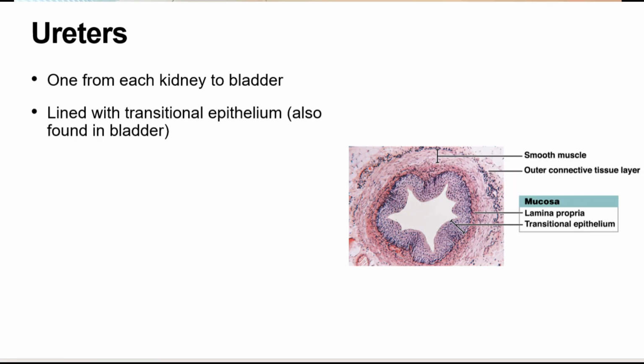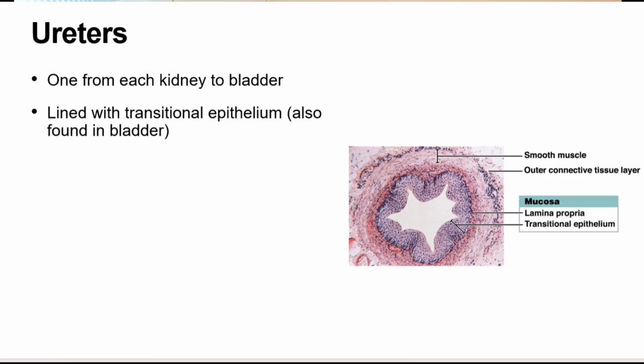So let's look at the ureters first. There is one ureter that goes from each kidney to the bladder. That means there are two ureters, and they are lined with a transitional epithelium, which is the same in the bladder. These ureters have an outer connective tissue layer, a smooth muscle layer, the muscularis, and a mucosa, which has a lamina propria. Remember, we always need that areolar tissue to help support the epithelial tissue. And this epithelial tissue is transitional epithelium, transitional because it changes shape.